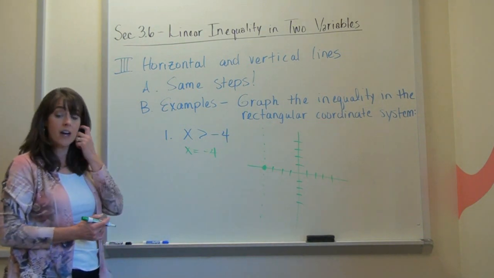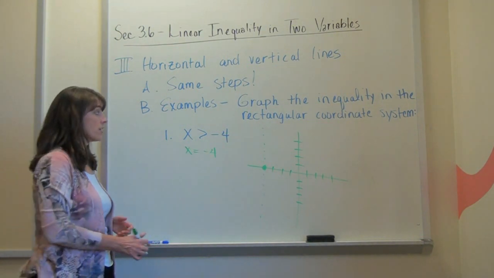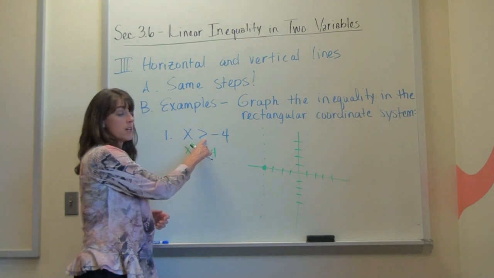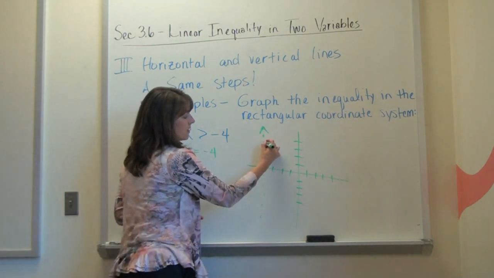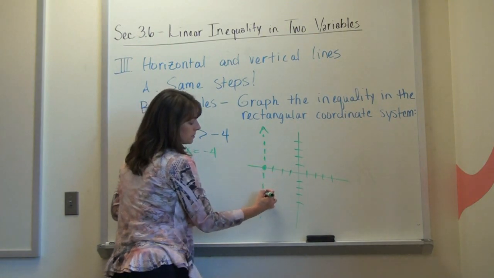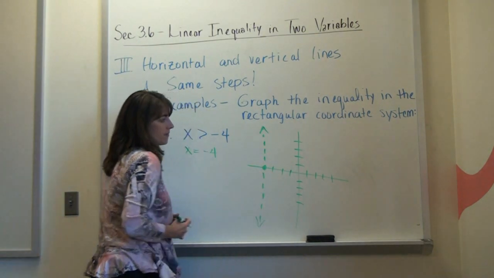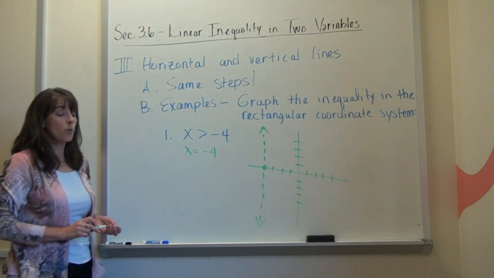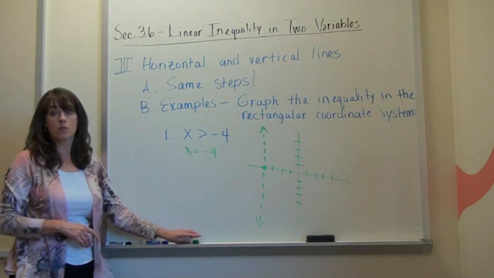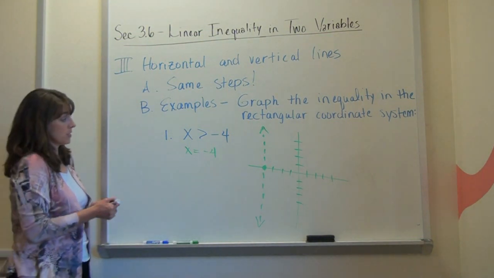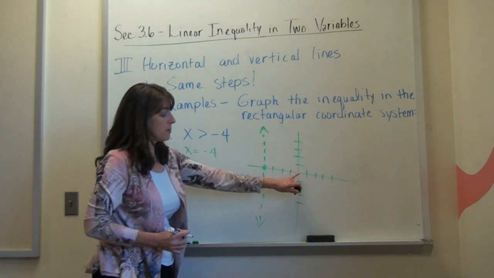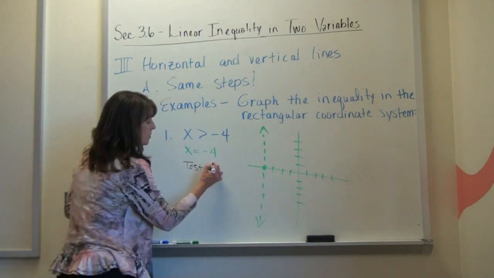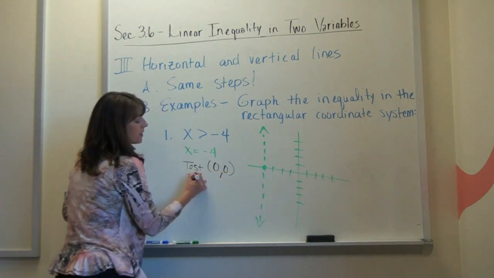So now as I connect the line, I have to decide, is it solid or is it dotted? There's no equal to part here, so that means it's going to be a dotted line. But now I've got to figure out which side has all the solutions. Before, we said, let's test 0, 0 if we can. Can I pick 0, 0? Sure, it's not on the line. So I'm going to test 0, 0.